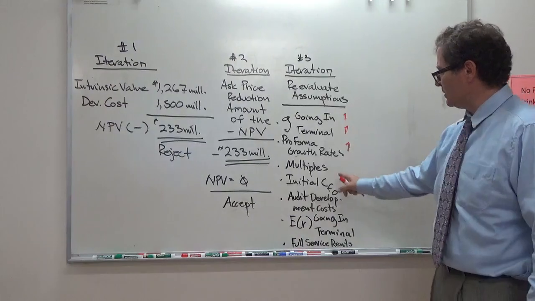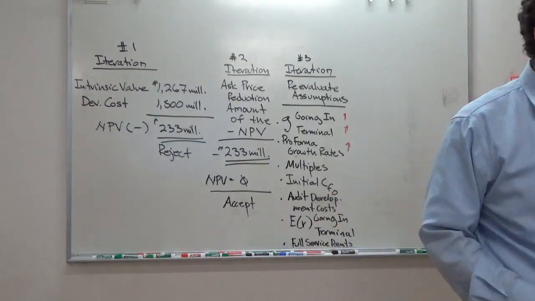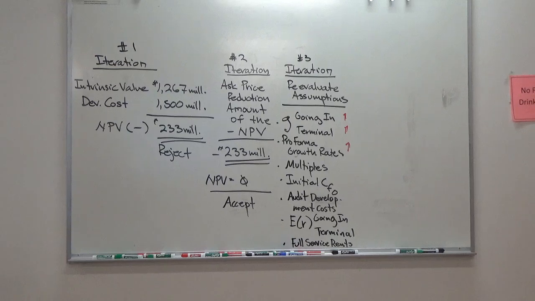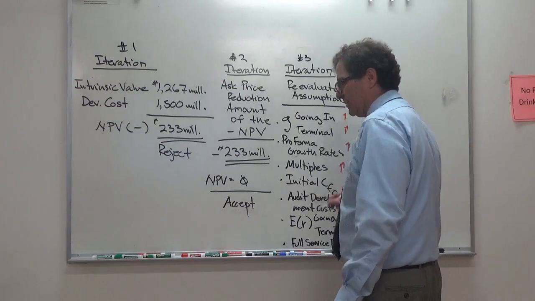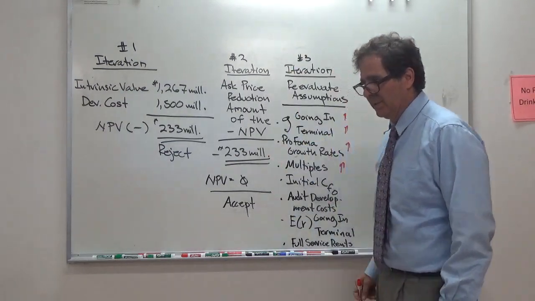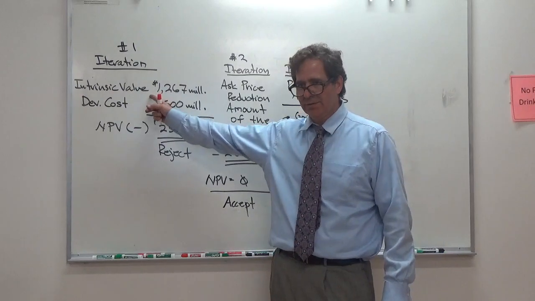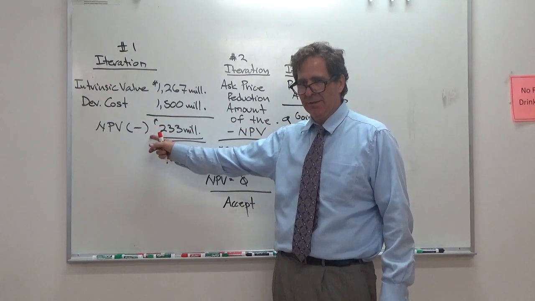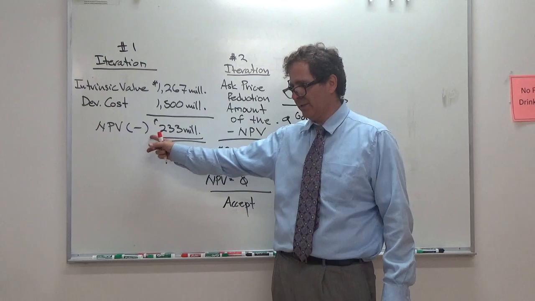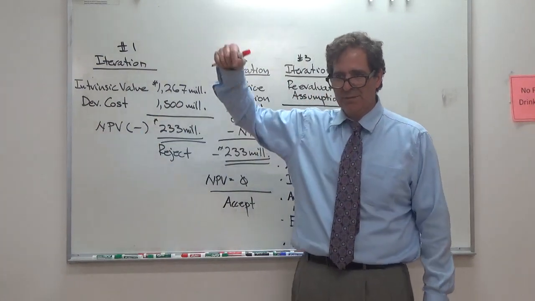What about the multiples? We go back, we reevaluate the deals that have been done, and we find some new deals that have just gone down at higher multiples. Were we using too high or too low multiples? Too low. If we increase the multiples, the net present value goes up, the internal rate of return goes up, and break even goes down.